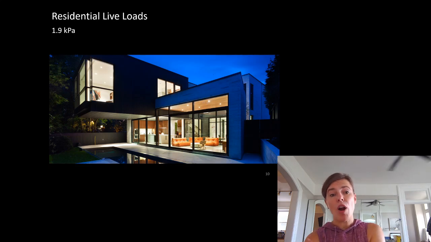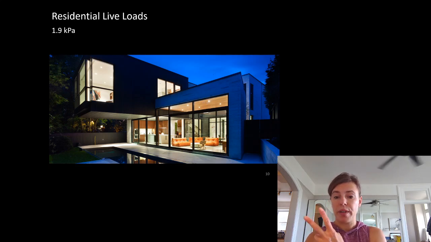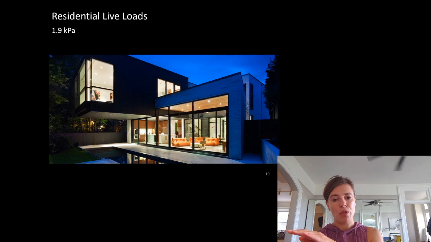Residential spaces are 1.9 kPa. When I started teaching this course 7 years ago, the residential loads were broken into two categories. We had 1.4 in bedrooms and 1.9 everywhere else. I don't know what happened in what particular bedroom, but they decided that was not good enough, and they changed the standard residential loading to 1.9 kPa, no matter where you are in the residence.